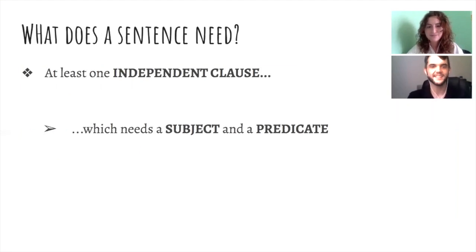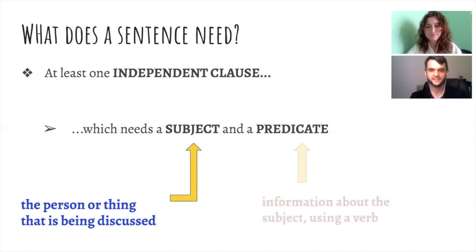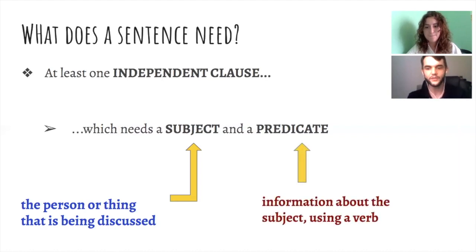So what does a sentence need? A sentence needs at least one independent clause. And an independent clause needs to have a subject and a predicate. So what's a subject? A subject is the person or the thing that is being talked about in the independent clause. And what's a predicate? It's the information about the subject, which is also using a verb.